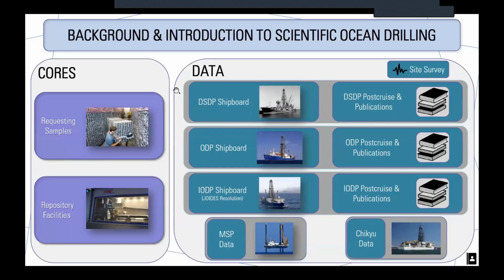Okay, so I'll start with a little bit of very quick background and introduction, just because I'm not sure how familiar everyone is. And then I'll talk a little bit about accessing data, both in terms of what we very much think of as the traditional IODP data, what comes off the ship or off the mission-specific platform or off the CHIQ, as well as the data that gets published later. And then finally, I'll talk a little bit about requesting samples and the repositories.